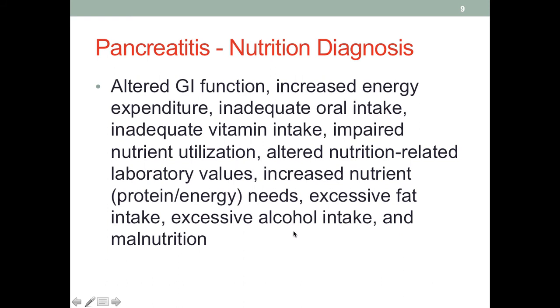Here is a list of problems for nutrition diagnosis for patients with pancreatitis. Hopefully these are pretty obvious by now, and of course all of these would be valid for these patients.